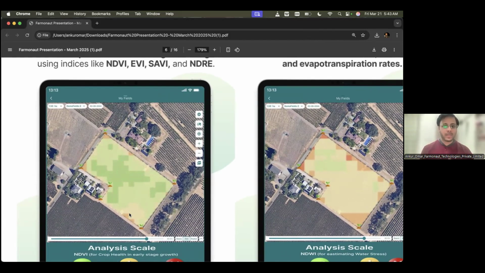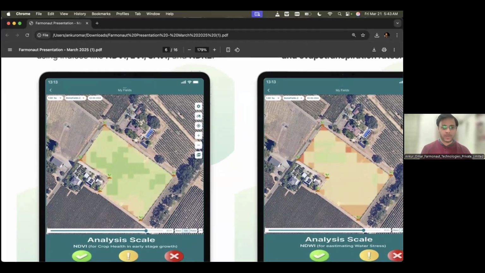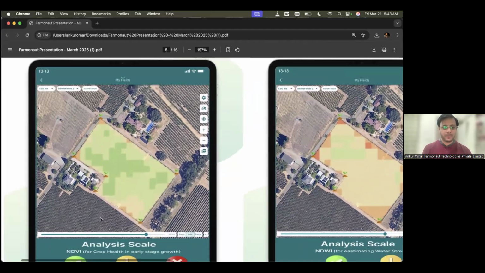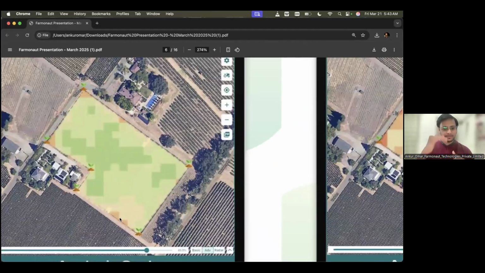So we color code in those simple color notations so that they know which part of the farm they need to focus more upon. For example, this is probably a portion of your farm which we have color coded as slightly in the lower ranges of health.